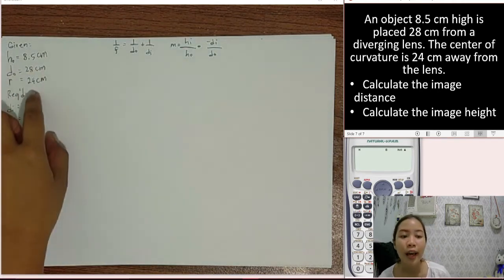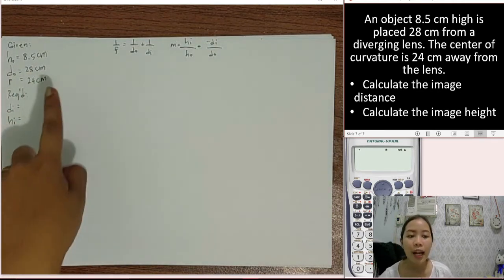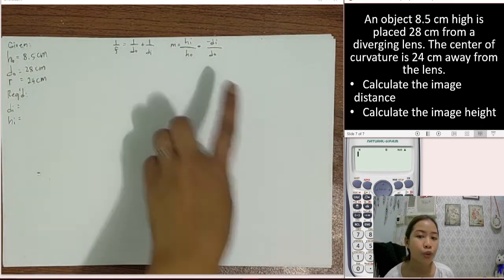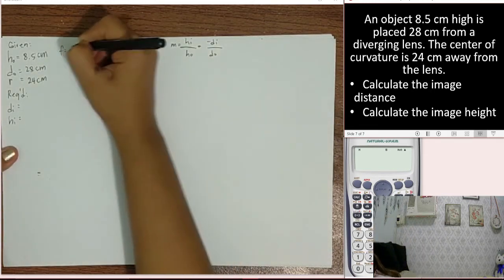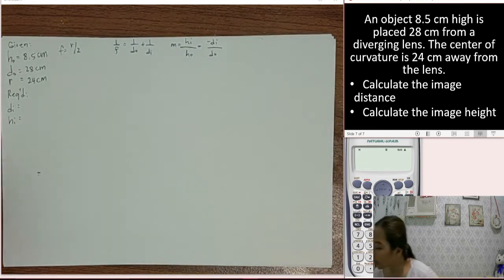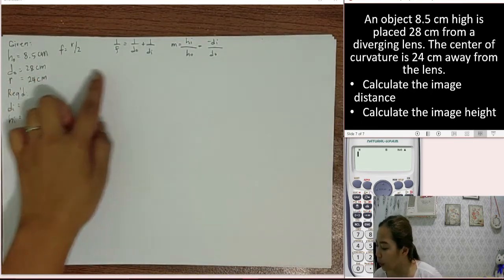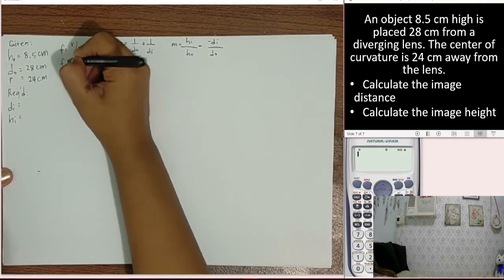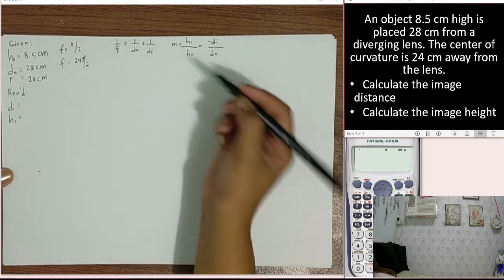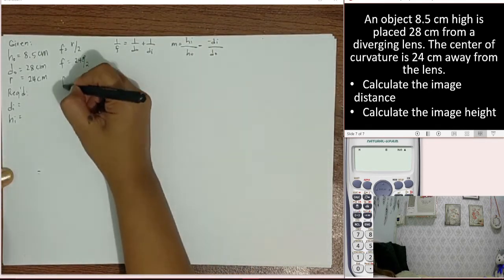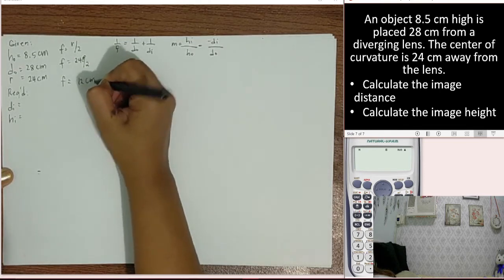Let us go back to our givens. In our givens, we have R. But in our equations, we don't have R. So, what can we do with R? Always remember that in looking for the focal length, we need to divide the radius by 2. So, F is equal to R divided by 2. We divide R by 2 to get its value. So, F is equal to 24 centimeters divided by 2. Okay, so F is equal to 12 centimeters.